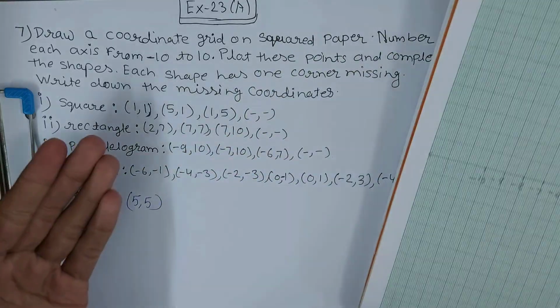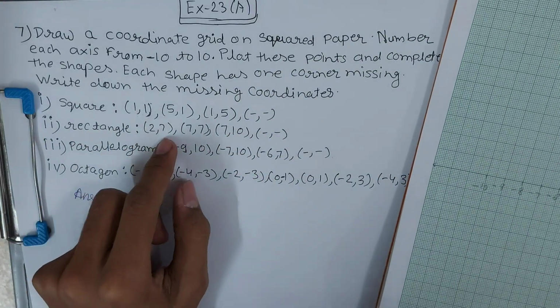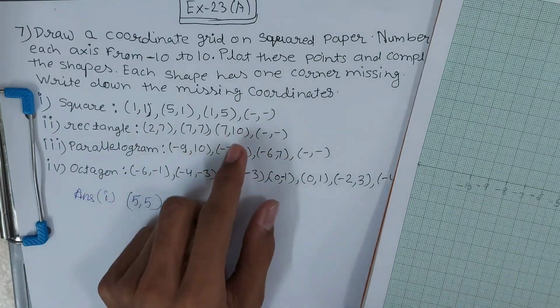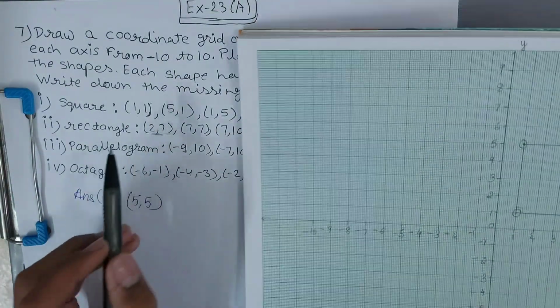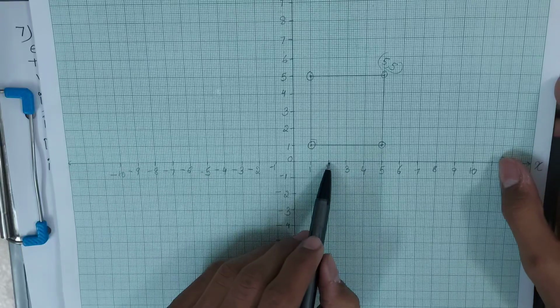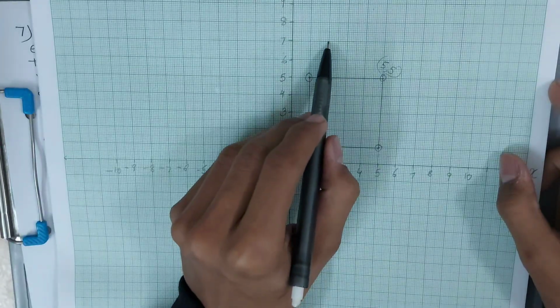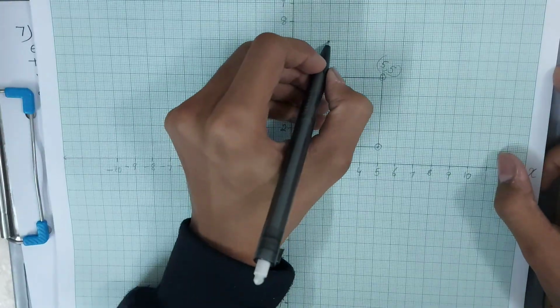Then we have to plot a rectangle, as you can pretty clearly see: (2, 7), (7, 7), (7, 10). Let's take the graph again. Let's begin from the first point, (2, 7). 2 on the x-axis, 7 on the y-axis, which is here.